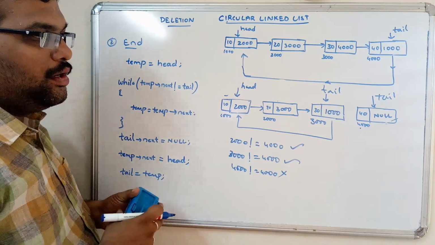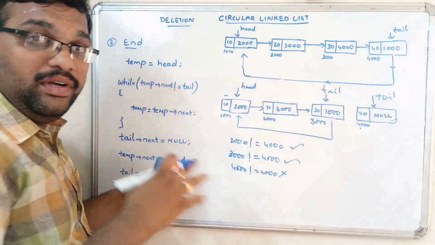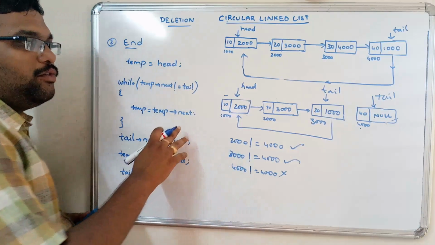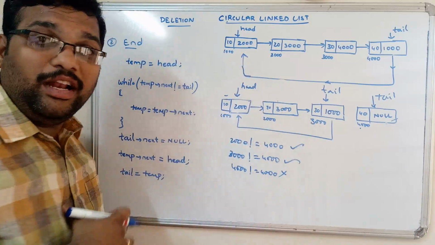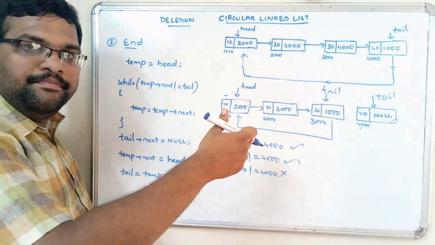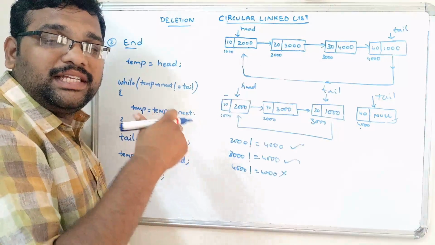Hope you understood. So how to delete an element from the ending position. For here also, first we have to travel the temp from the first element to the last but one element. There we have to disconnect the last element, right? There is a link between the last element and the first element because it is a circular linked list.